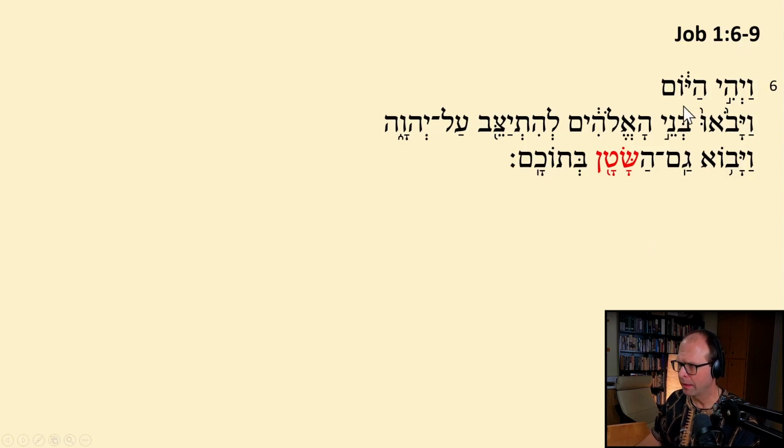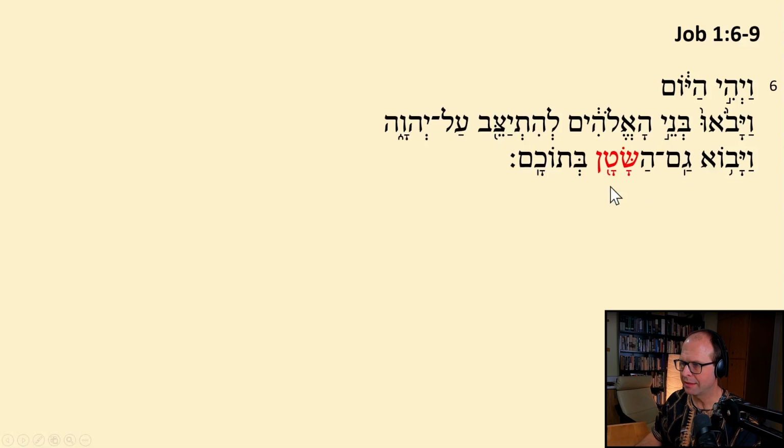Vayhi hayom, and the day came, maybe we could translate it that way. Vayavo'u b'nei ha'elohim, and the sons of God came lehit yatsev al Adonai, to stand before Yahweh, or to station themselves, to position themselves. Yatsav in the Hiphil is to take your place. It's more than just to stand. You're not just standing around, you're taking your place. So these B'nai HaElohim, who exactly they are, is a little interesting, but they came into God's courtyard, Yahweh's courtyard, and took their place.